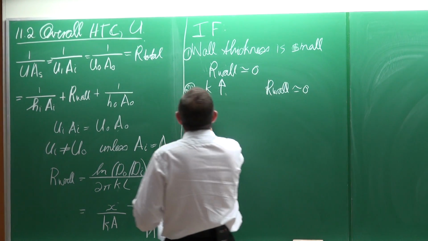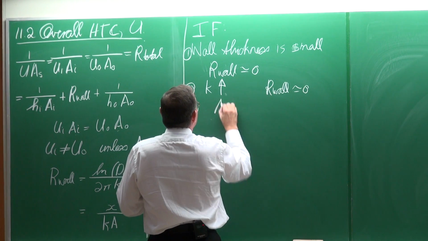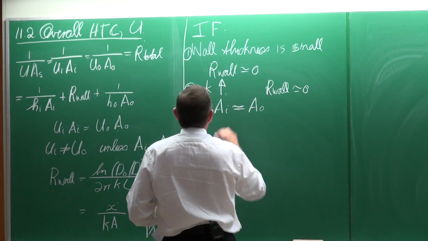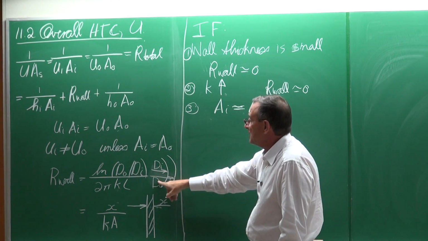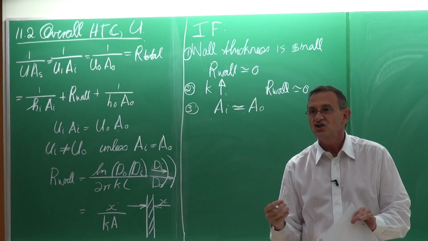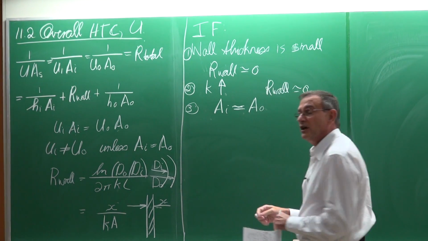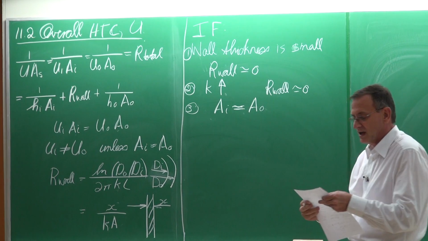Okay. Now the third case is if the inside area is approximately equal to the outside area. And again, this is for the thin case. Thin heat exchangers, thin walls. Then in many cases you're going to get these three conditions together.